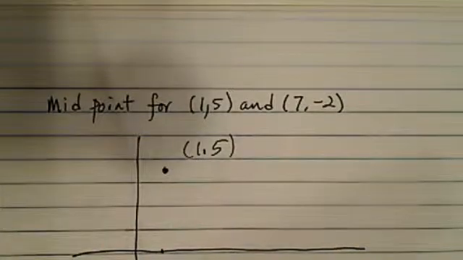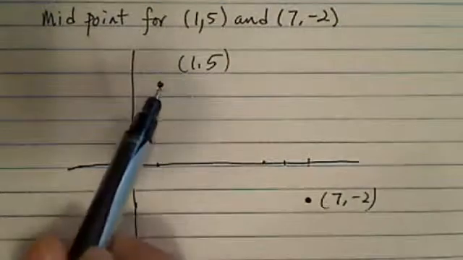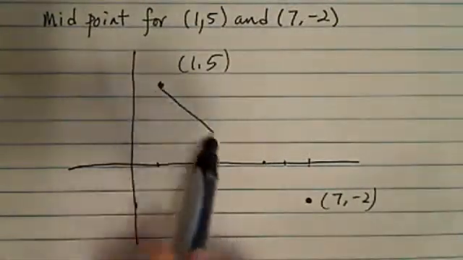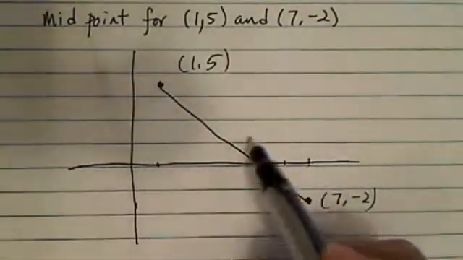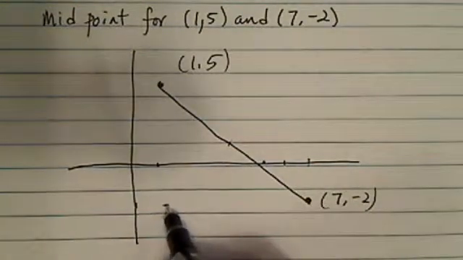The other one is 7, so this is roughly 5, 6, and 7. 7 and minus 2, so roughly over here. Let's write 7 and minus 2. Okay. Now let's connect the points with a line here. So we're looking for a midpoint here. What we really want to do or show the kids is this.